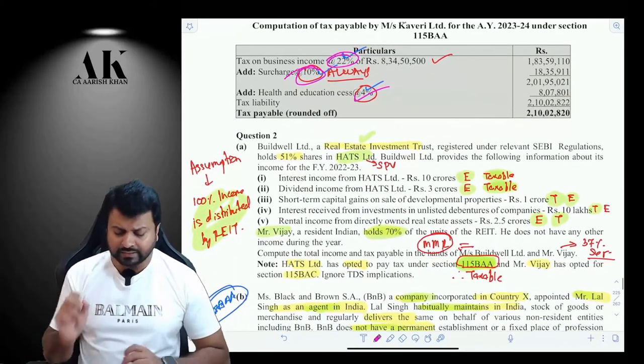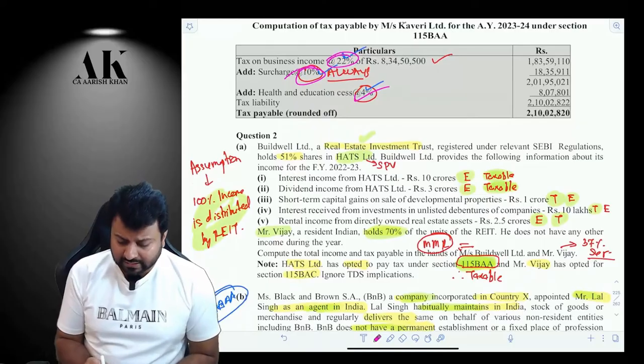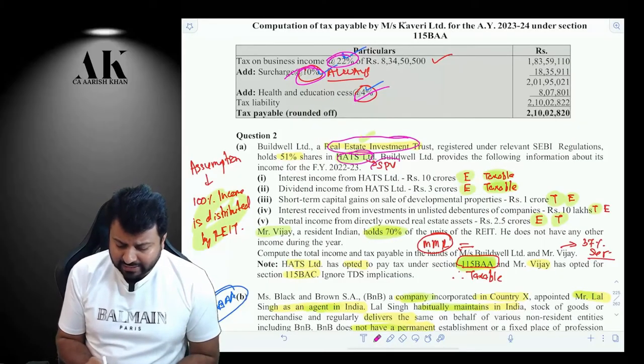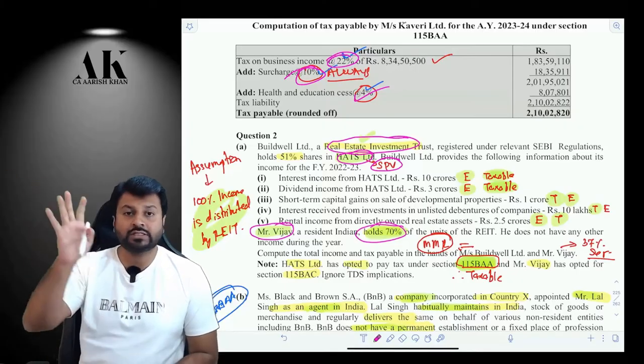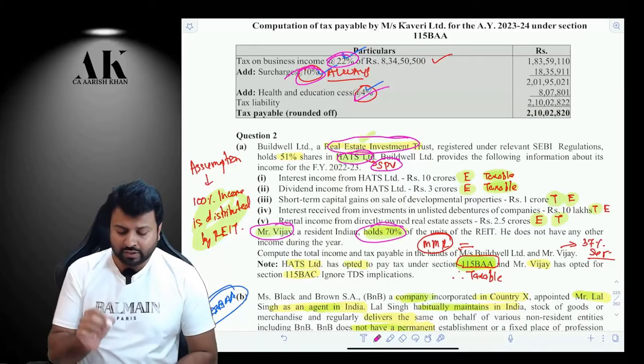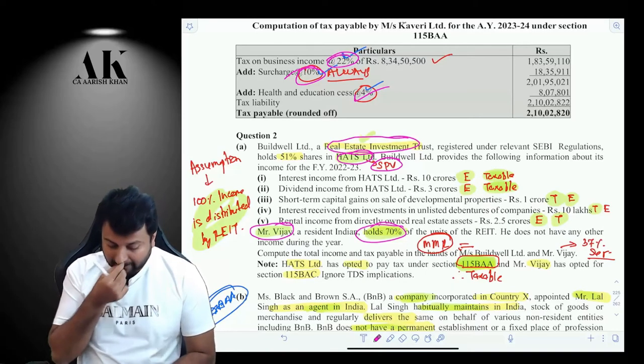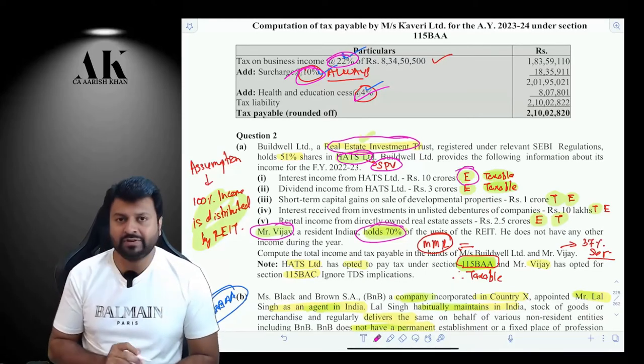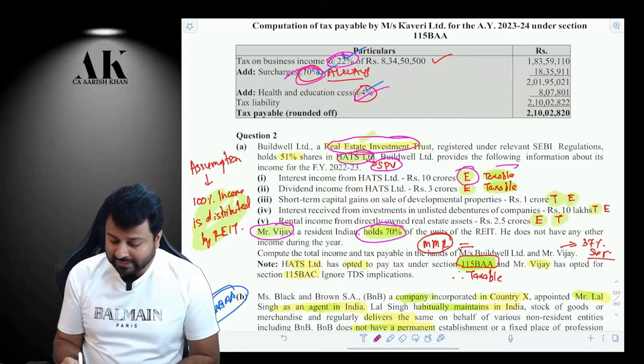Okay. The next question is on real estate investment trust. There is a REIT and there is HATS Limited, which is an SPV of the REIT. And there is an investor, Mr. Vijay, who holds 70% of the units. 70% investment in the REIT is of one person only, that is Mr. Vijay. Now, we need to tell what is the treatment of each and every item. Okay, first, the interest which is earned from SPV is exempt in the hands of REIT, but it is taxable in the hands of the investor.